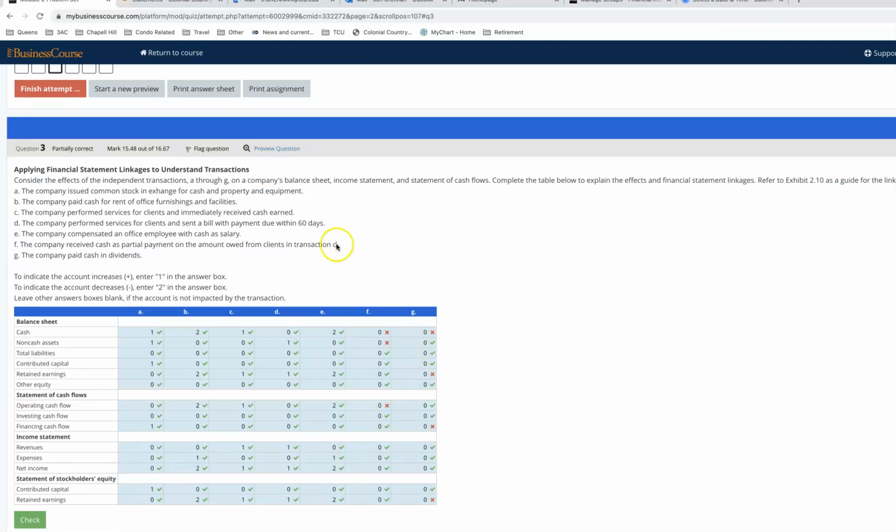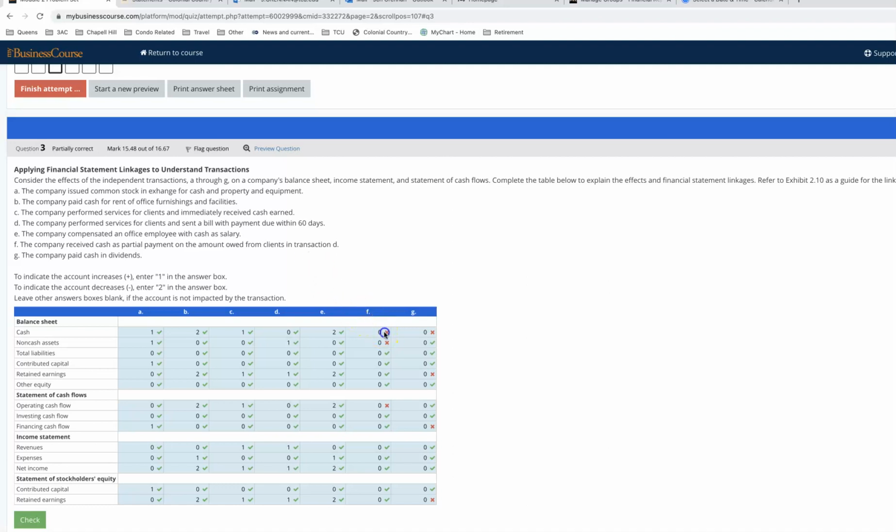Yay, okay. Last two. We received cash as partial payment on the amount owed from the client from D. So remember, this is where we performed the service and they said, we'll pay you in the future. So, important point. I have already recorded this revenue. Just because they're handing me cash doesn't mean I re-record the revenue. I recorded it back when I performed the service. However, there's always going to be at least two components to any transaction.